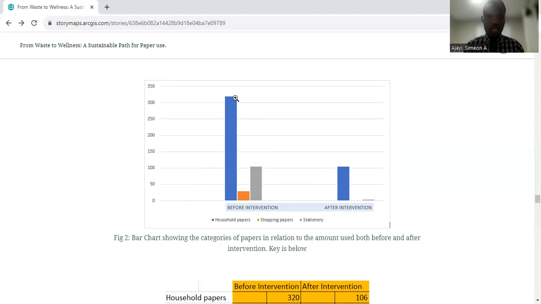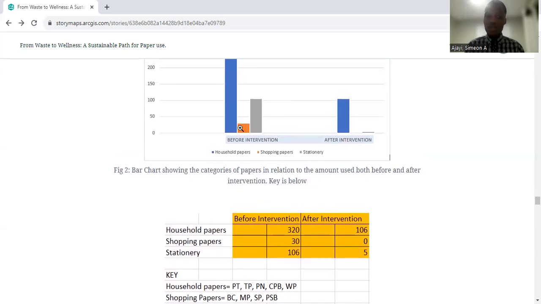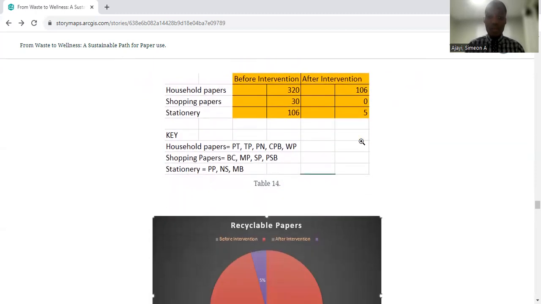And then after intervention, we see here that albeit the household paper was still there, it has reduced significantly from over 300 to just about 106, which shows that intervention is quite effective. And then also we can see here that the stationery reduced from 106 to about 5. And then the shopping products reduced from 30 here to nothing. So it shows that the intervention was actually very effective.